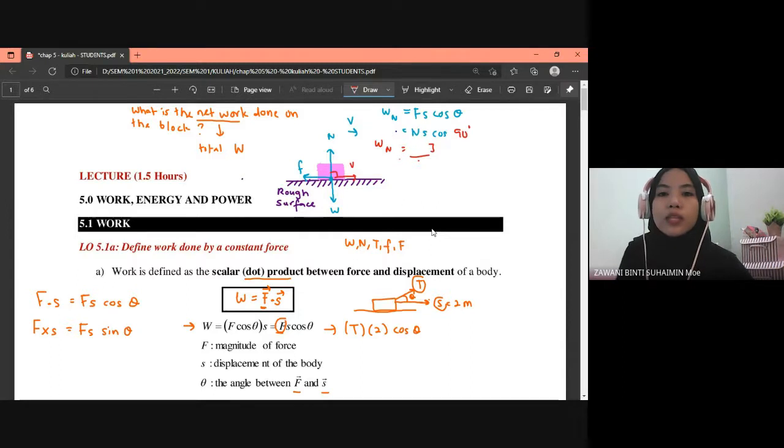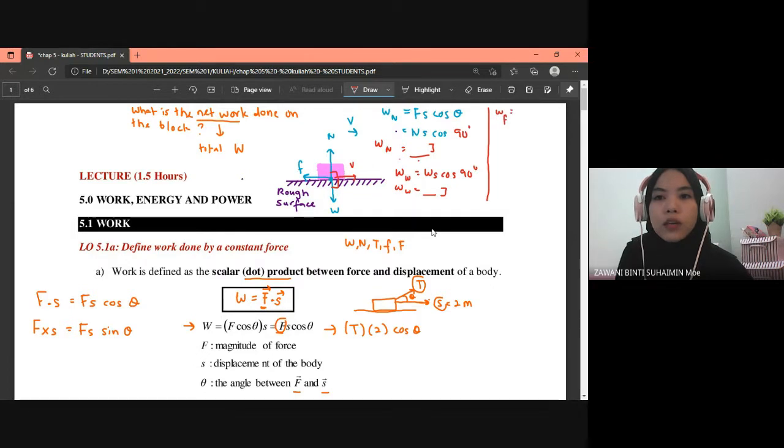Okay, so lepas tu kita pun ada work due to the weight. So kita masukkan formula yang sama. Work due to the weight is equal to F s cos theta. So F tu terus kita masukkan force weight. Okay, s displacement, cos theta. Theta adalah the angle between weight dan juga displacement travel. So kalau tengok, angle kita adalah 90 degree. So buatlah 90 degree. Okay, so nanti kita kira-kira, kita akan dapatlah work done on the block due to the weight force berapa joule.